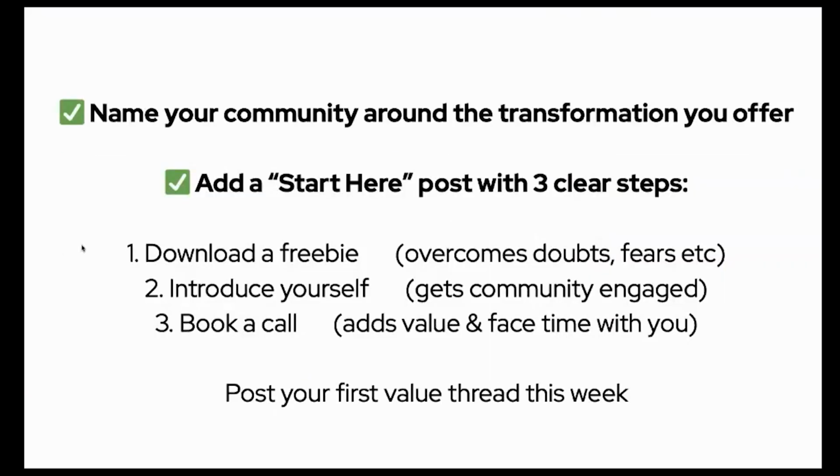Okay, so a couple quick things that you can do right now, make a little to-do list for yourself. Number one is name your community around the transformation that you offer. The name of your community is really important. Ours isn't called something random. Ours is Magnetic Memberships because our people want a membership that's magnetic, and that's what we're going to help them do. So that name alone encompasses everything we're going to help them create.